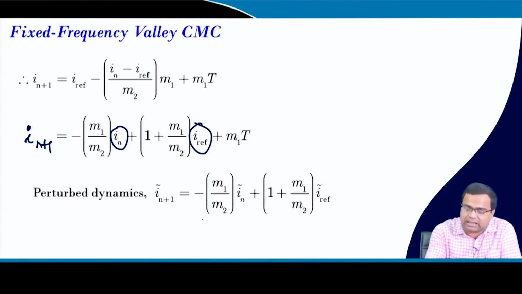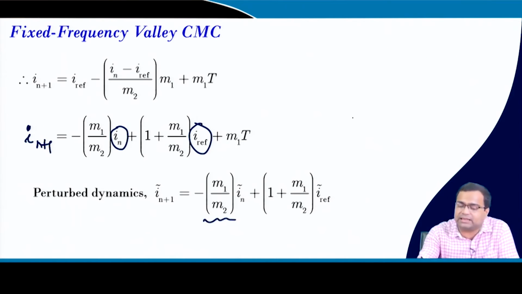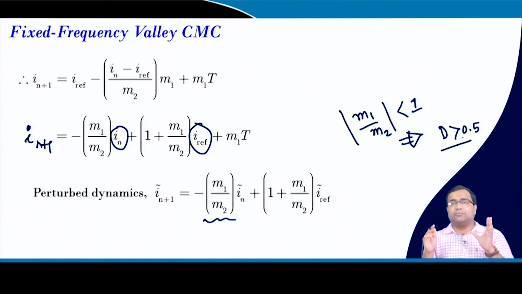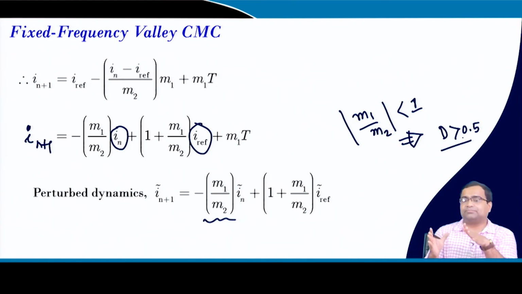It can be shown that for inner loop stability you need the magnitude of M1 by M2 to be smaller than 1, and this gives rise to the condition that D should be greater than 0.5. That means for valley current mode control, the current loop will be stable if the duty ratio is greater than 0.5, and it is unstable if the duty ratio is less than 0.5, and you can stabilize this current loop by using a compensating ramp.